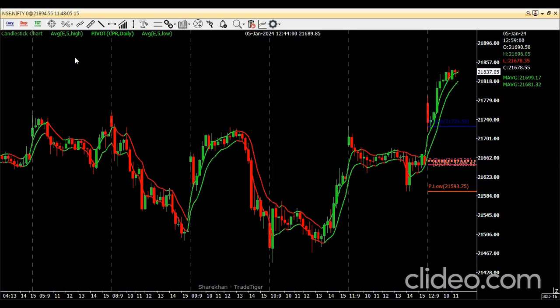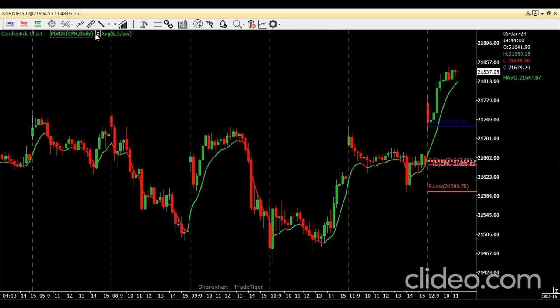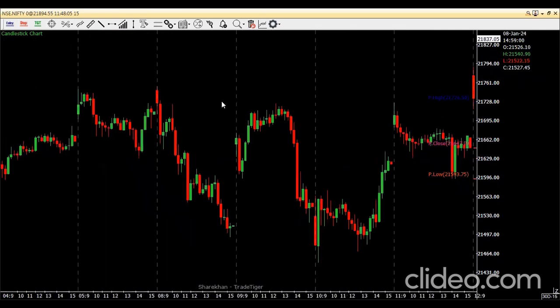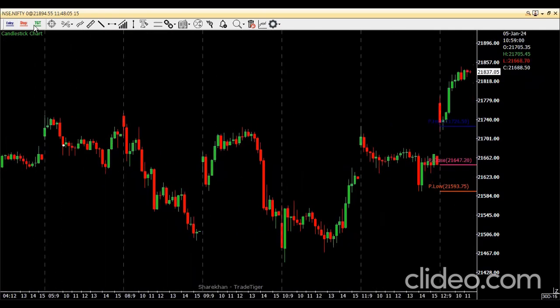Once again, let me take these additional features out, so you can see the basic candles. The indicator was invented by Gerald Appel. He was the inventor of this indicator, and it is very famous and very acceptable among traders. Traders usually use this indicator for getting the right trend.